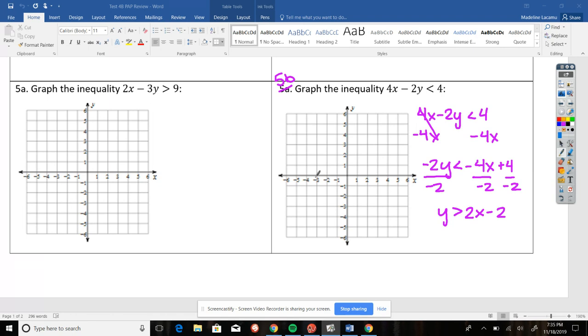So now we just graph this. So our intercept is negative 2. And our slope is positive 2. So I go up 2 over 1. Up 2 over 1. Or down 2, left 1.